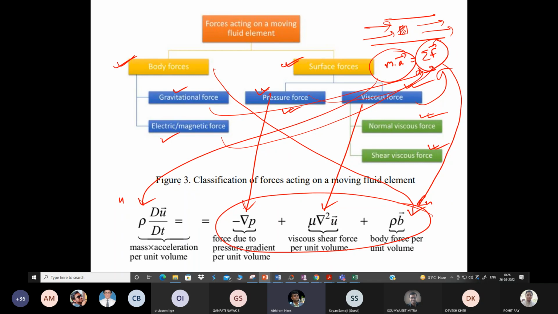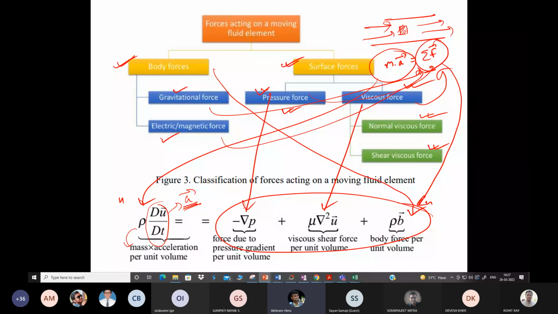Now this mass into acceleration can be shown by rho into Du/Dt. What does that mean? Du/Dt stands for acceleration, although it is not a normal derivative; it is called the total derivative. Rho stands for mass per unit volume. All the terms are in unit volume terms, so mass per unit volume is denoted by rho here. And this capital D/Dt of u denotes the acceleration term. So this is mass into acceleration, equal to the summation of forces acting on that particular volume element.